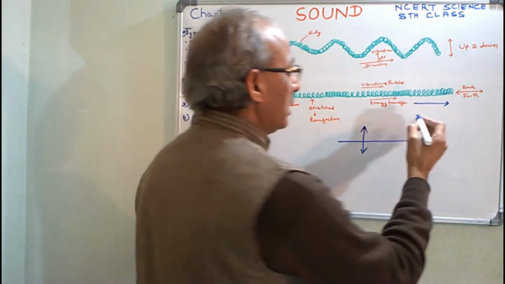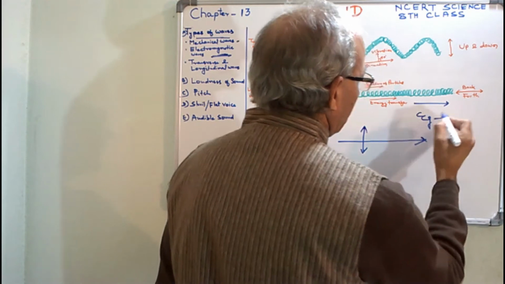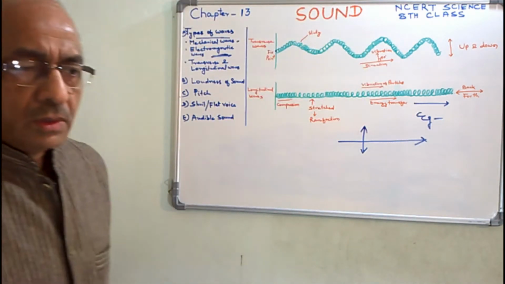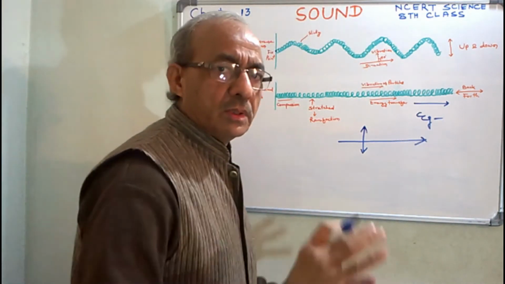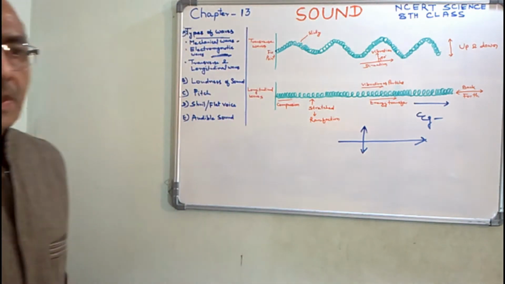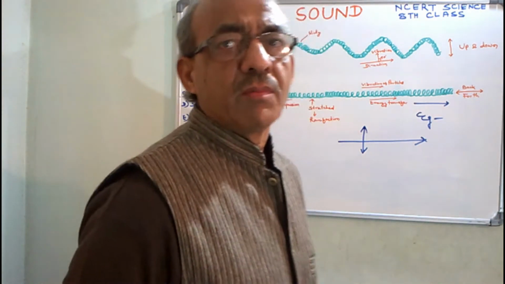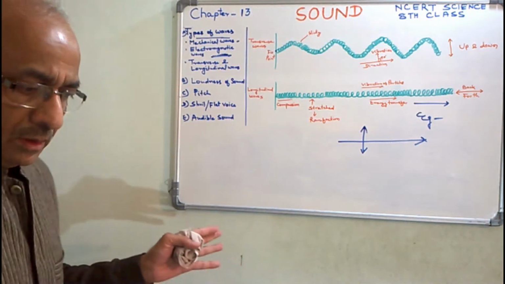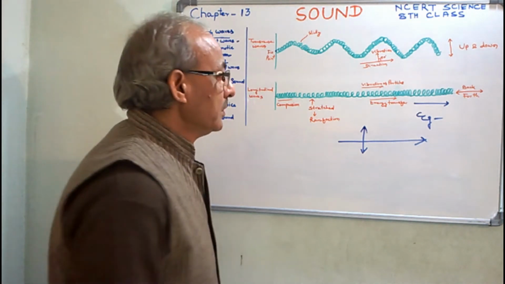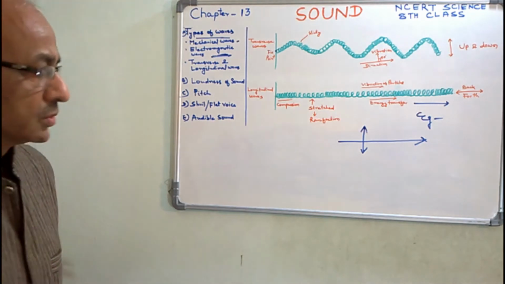An example of longitudinal waves is a drum or tabla. When the artist slaps the drum, the diaphragm of the drum or tabla, longitudinal sound waves are produced there.